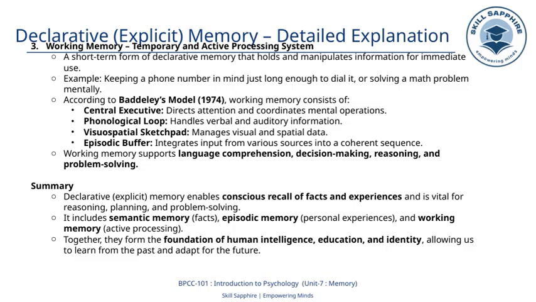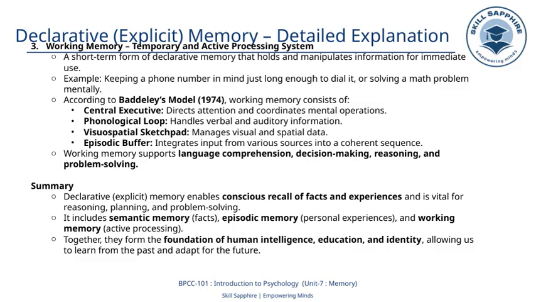Additionally, within declarative memory, we have working memory, a short-term, active processing system. Think of working memory as the mental workspace where we hold and manipulate information momentarily, like keeping a phone number in mind just long enough to dial or solving a math problem mentally. According to Baddeley's model from 1974, working memory is made up of several components.